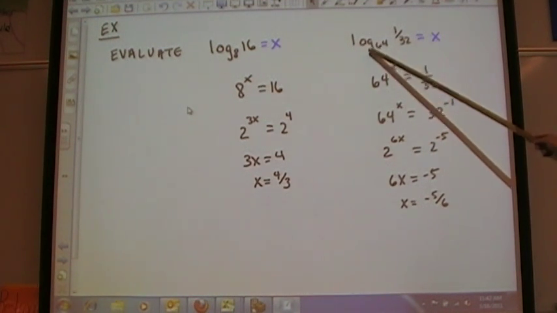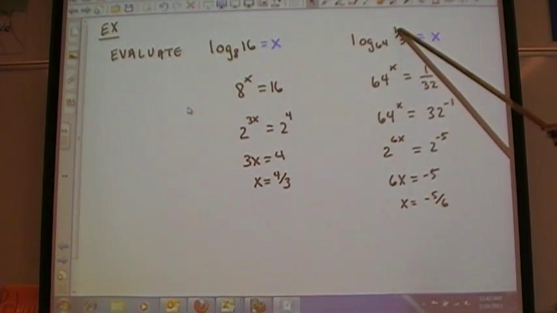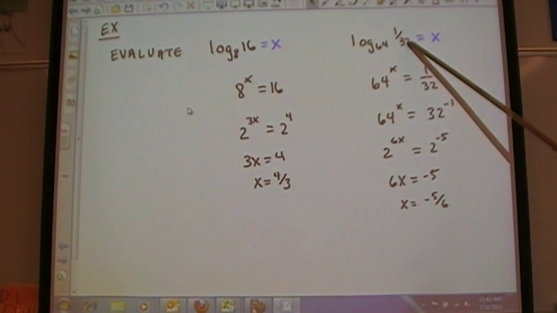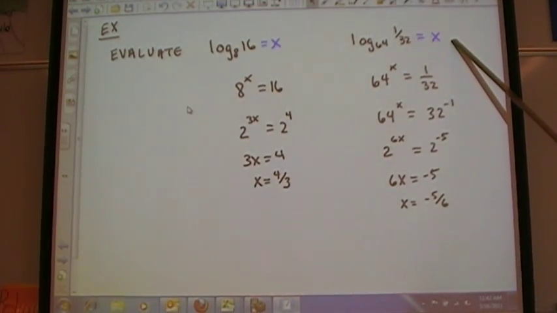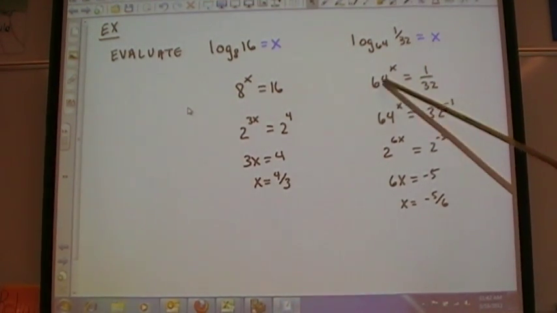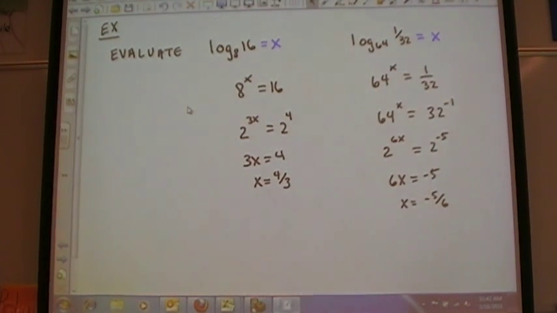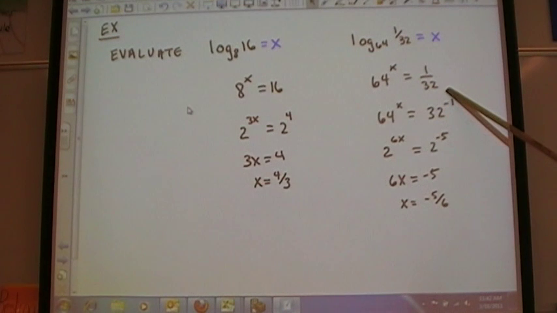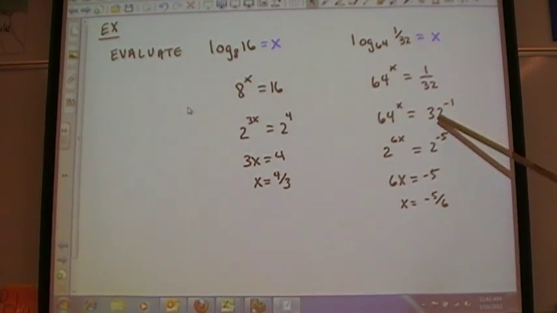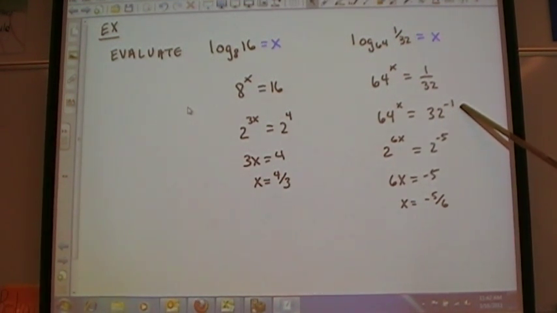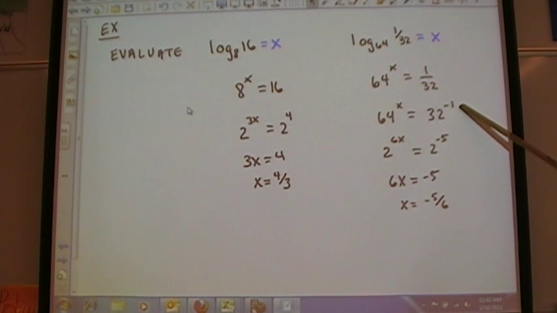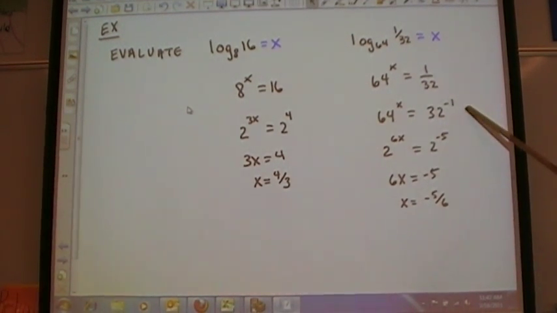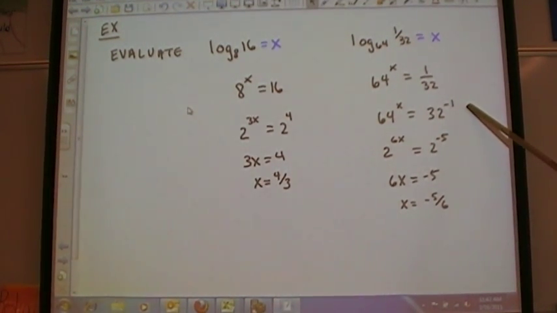Over here, this one's a little more tricky because we have a fraction, but you do the same. You have log base 64 of 1/32. Set it equal to a variable, which is x. 64 to the x equals 1/32. I don't want fractions, so I took the reciprocal here, which made my exponent a -1. Y'all remember that? From here to here? Okay, so get rid of the fraction.